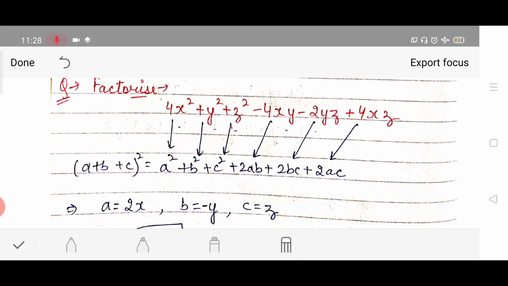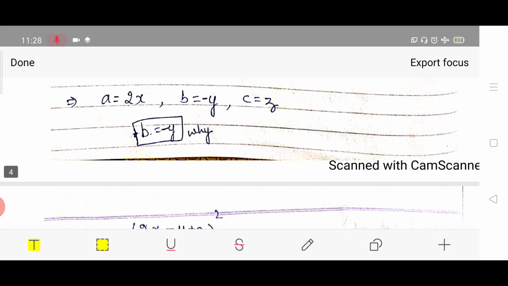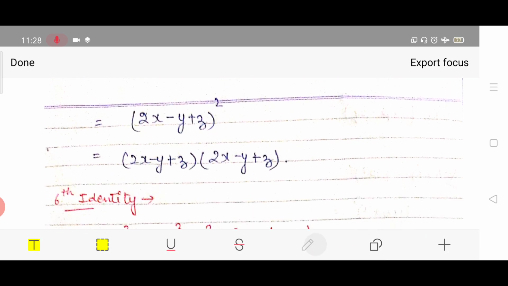So now what you have to do, you just have to put the values of a, b and c in this form. So what will you get? (2x - y + z) whole square, and if a whole square is given, you can write the same equation 2 times as we have written here.